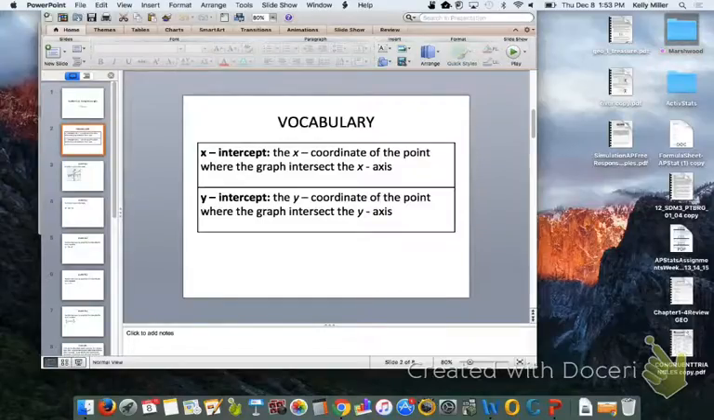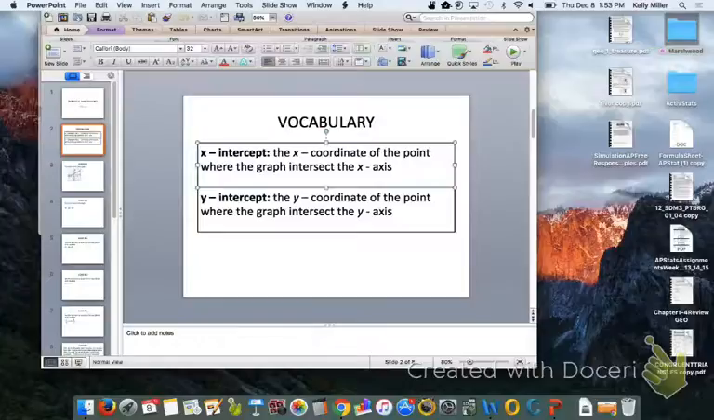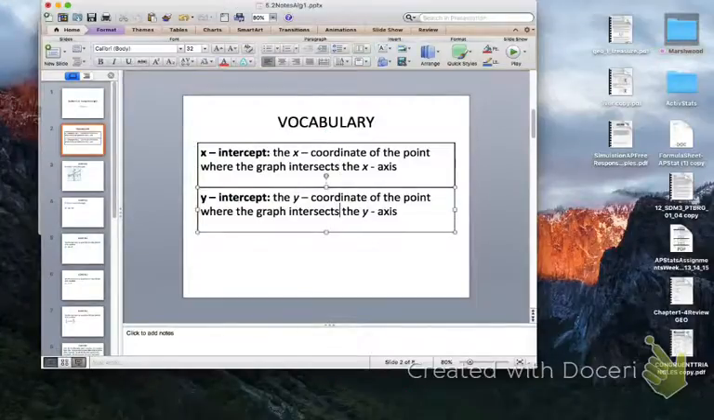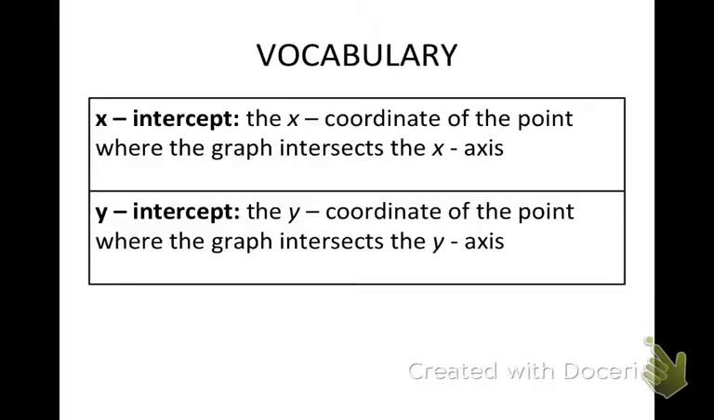So your y-intercept is the y-coordinate of the point where the graph intersects the y-axis. Okay. So we got an x-intercept and a y-intercept.